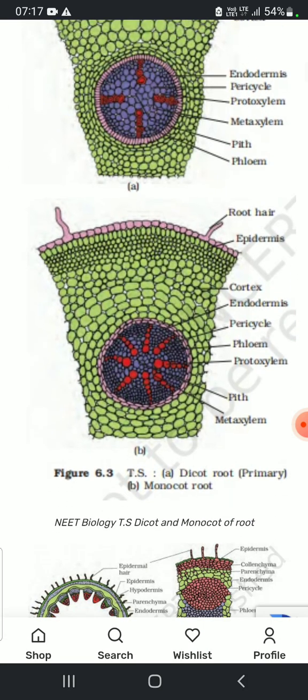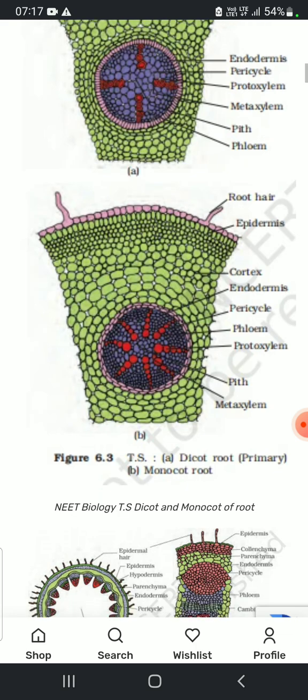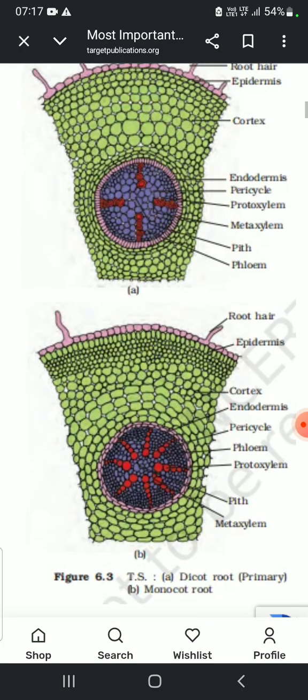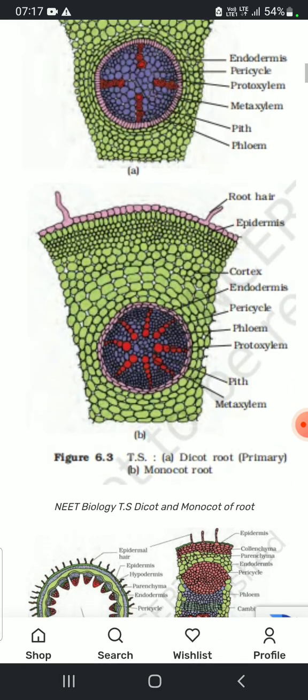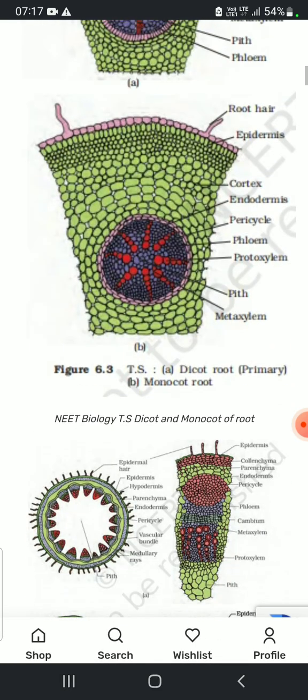Next is the monocot root. So we have the root hairs, epidermis, cortex, endodermis, and then pericycle. So in both the cases, pericycle comes after endodermis. Then we can see the phloem, then protoxylem, then metaxylem, and then pith.